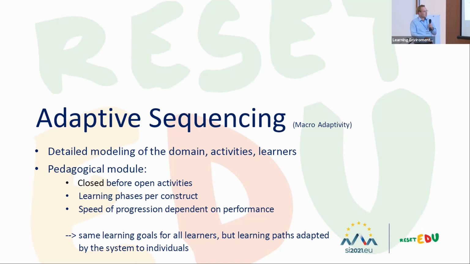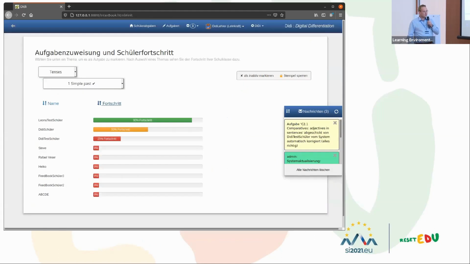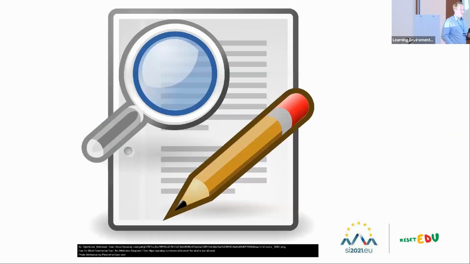And concretely, it looks like that in our system, that you can assign a topic, for example, tenses and simple past, that you can monitor the progress of students on this topic, but the concrete exercise sequences are decided based on the learner model and the pedagogical module and the domain module. And with that, I hand over to my colleague, Katja. Thanks, Bjorn.